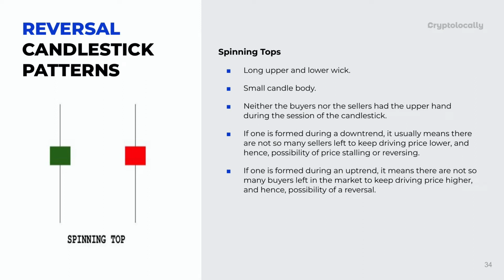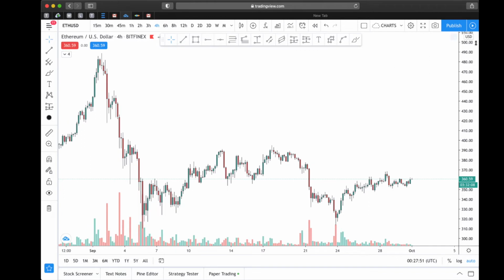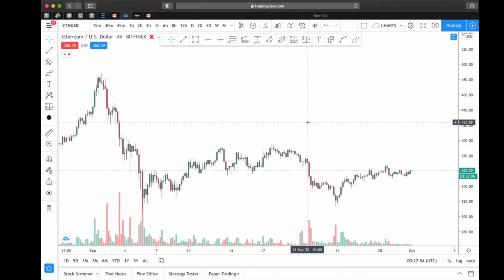Welcome back, guys, and in this video I'm going to be showing you real life scenarios of reversal candlestick patterns. We've discussed the theoretical aspect of it, and so let's be picking out different candlestick patterns on the chart. So let's get into it. This is TradingView and this is the Ethereum USD chart. I'm going to be showing you different reversal candlestick patterns.